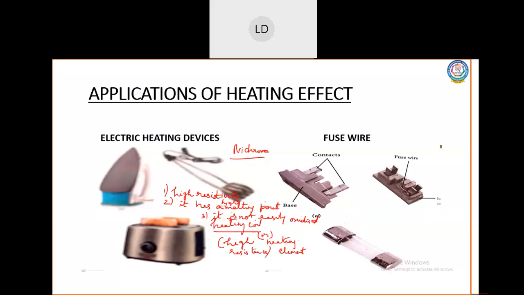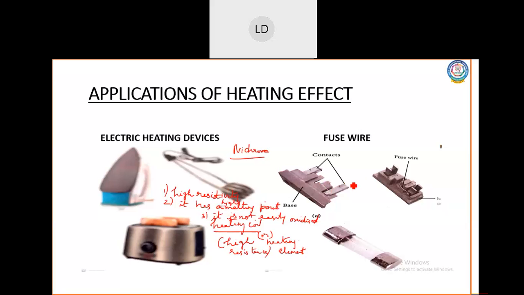Okay? Now next is fuse wire. Here we have nichrome, which is used as a heating element to produce very high heat, and why we use nichrome wire is also discussed. Now we are going to the next application of the heating effect, which is used in fuse wire.